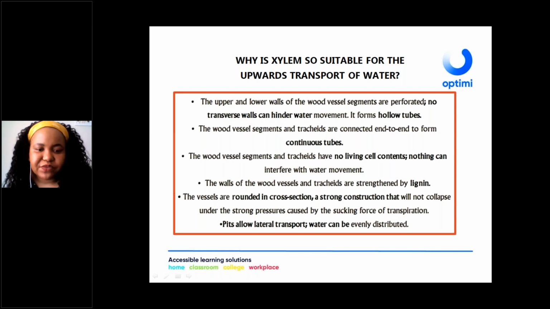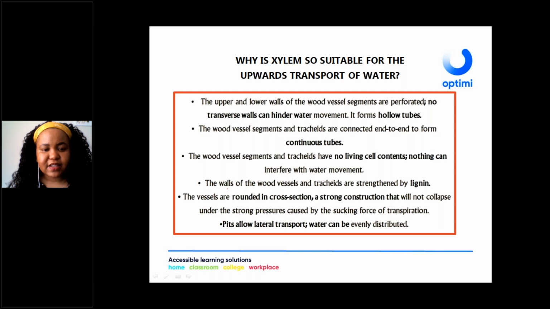So, and also the wood vessel segments have no living cell contents. Okay, so the cells in the wood vessel are dead, they are not living. Okay, this means that nothing can interfere with water movement. Nothing about the cell at all can interfere with the water movement. Because if they were living, there would be a need for some of this water in those cells. So the fact that the cells are dead is an advantage because they will not interfere with water movement.